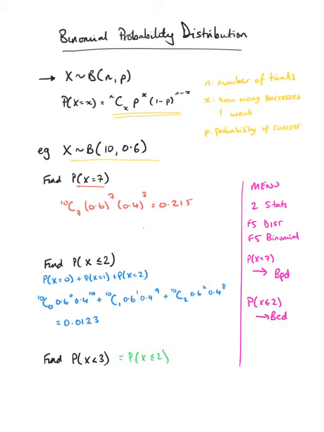Now when you're in there, when it asks for an upper or a lower limit, if you had probability that x is less than or equal to 2, my upper limit would be 2. If I had probability that x is less than 3, my upper limit would be 2. The number that's in there works for a less than or equal to or a more than or equal to inequality. I hope that helps.